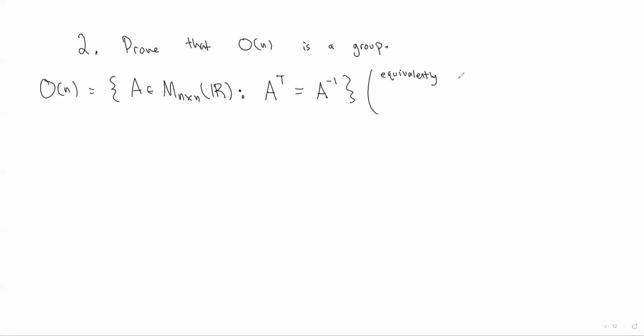a different way of thinking about it is that, equivalently, orthogonal matrices are matrices whose columns form an orthonormal basis. But for proving that ON is a group, the description on the right is not that useful. So to check it's a group, we have to check that it's closed under the group operation.